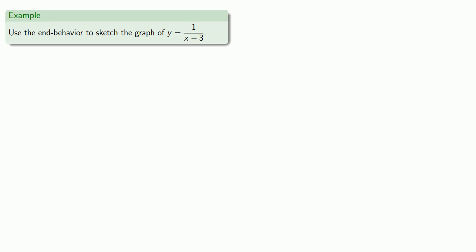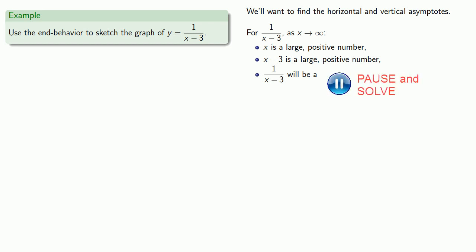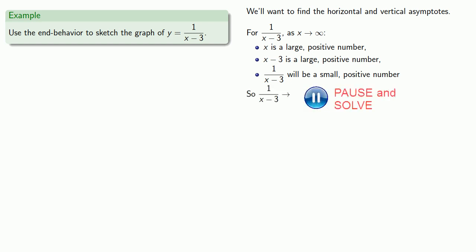So let's use our end behavior to sketch the graph of y equals 1 over x minus 3. And that means we'll want to find the horizontal and vertical asymptotes. So let's find the horizontal asymptotes first. For 1 over x minus 3, as x goes to infinity, we can think about x as a large positive number. Then x minus 3 will be a large positive number. So 1 over x minus 3 will be a small positive number. And so we say that 1 over x minus 3 goes to 0. Equals means replaceable, so we can say that y goes to 0.